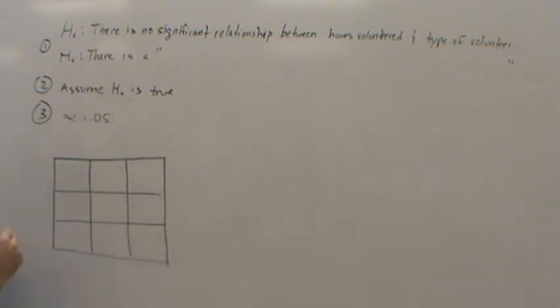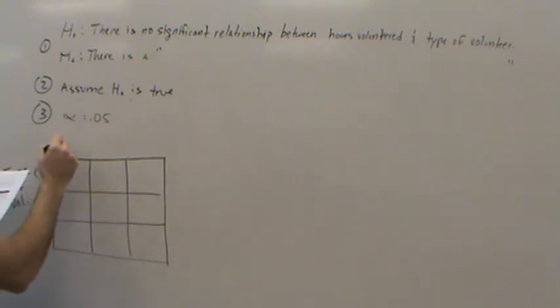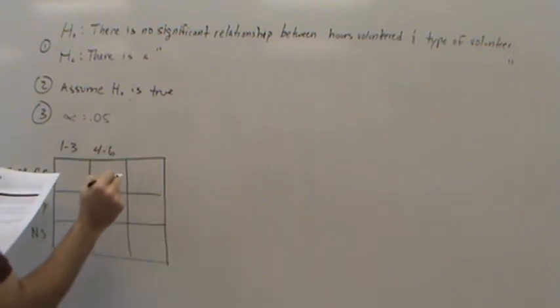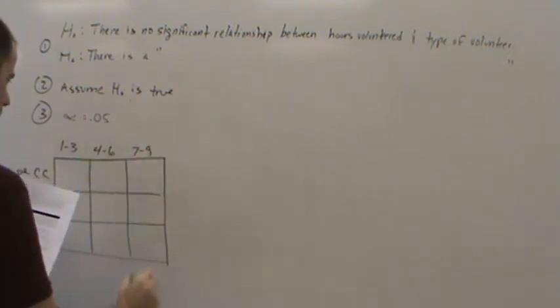Okay, so here's the table, and over here I'm going to put type of volunteer: community college, 4-year, and non-students. And then the hours worked is going to be 1 to 3 hours per week, 4 to 6 hours per week, and 7 to 9 hours per week.